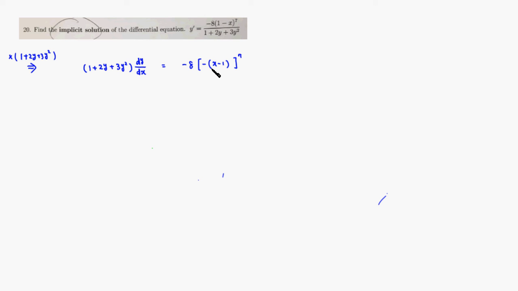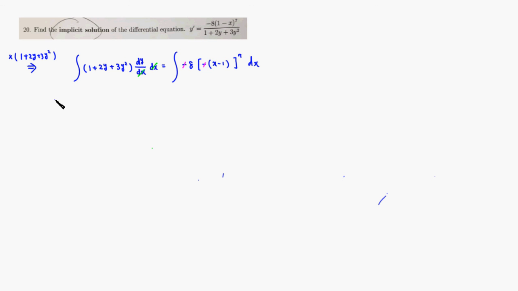All right, then what we want to do is just integrate both sides with respect to x. Then we can cancel these. Negative 1 to the 7th power is negative 1, so we can cancel this negative sign with this negative sign. And then we can also get rid of the dx here and the dx there.